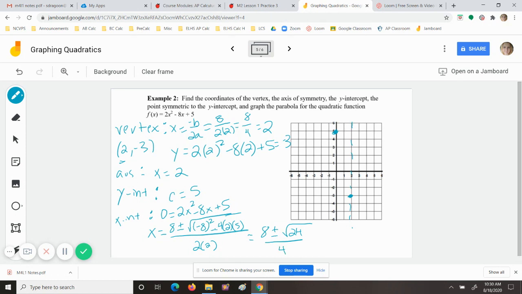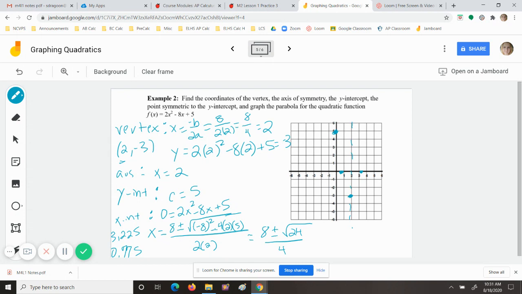So let's find these decimals. 8 plus the square root of 24 divided by 4 gives us, let's see, I'll write it over here, 3.225. And then 8 minus the square root of 24 divided by 4 gives us 0.775. Obviously this is not going to be perfect. You're going to have to estimate a little bit when we graph. So 3.225 is going to be closer to the 3, and then 0.775 is going to be close to the 1.